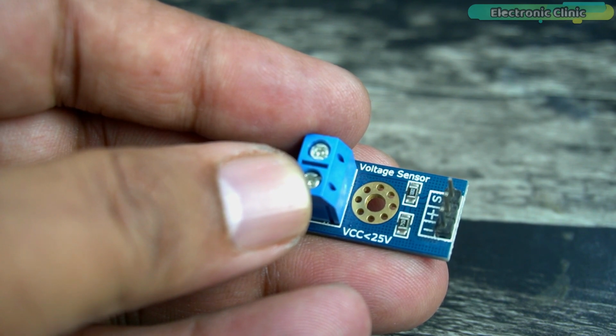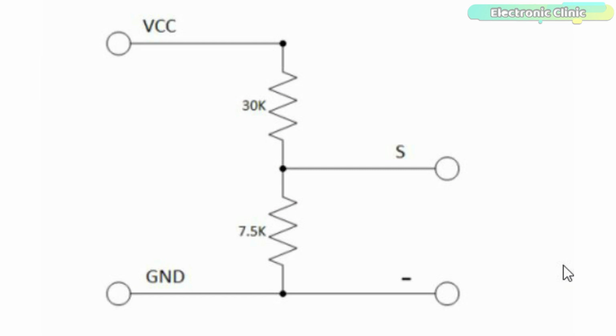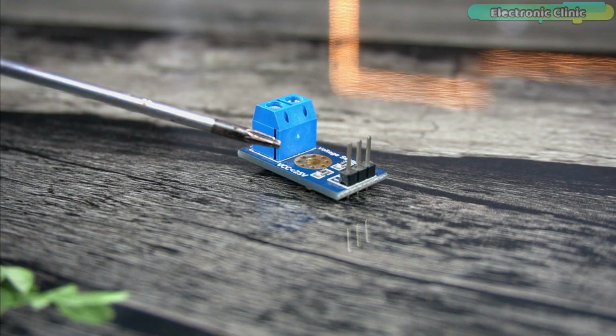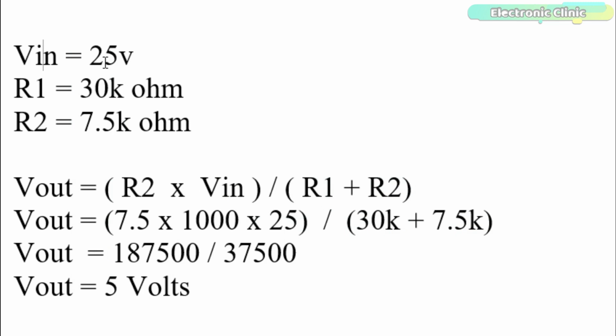Let's take a look at the circuit diagram of the voltage sensor. It simply consists of two resistors connected in series, which makes a voltage divider circuit. You can clearly see the resistor values are 30 kilo ohms and 7.5 kilo ohms. Let's perform calculations for this circuit. As we already know, the maximum input voltage of this module is equal to 25 volts DC, so Vin is equal to 25 volts, R1 is equal to 30 kilo ohms, R2 is equal to 7.5 kilo ohms. We can find out the output voltage using the voltage divider formula, which is Vout is equal to R2 times Vin divided by R1 plus R2. Just solve this and you will get 5 volts.